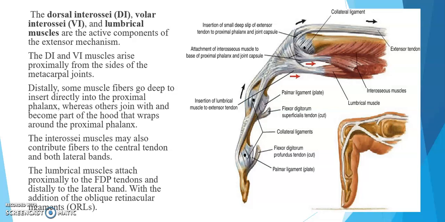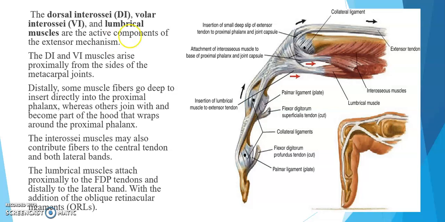Whereas the lumbrical muscles attach proximally to the FDP tendon. The lumbrical muscles are not attaching to the extensor tendon; they are attaching to the FDP tendon. Two attachments are there. One attachment proximally to the flexor digitorum profundus, which is an extrinsic flexor muscle, and the other attachment distally to the lateral band, with the addition of the oblique retinaculum, which we also call the triangular ligament.